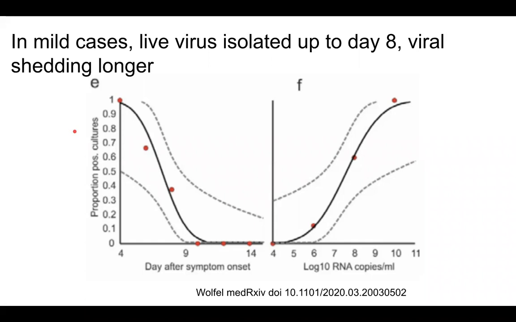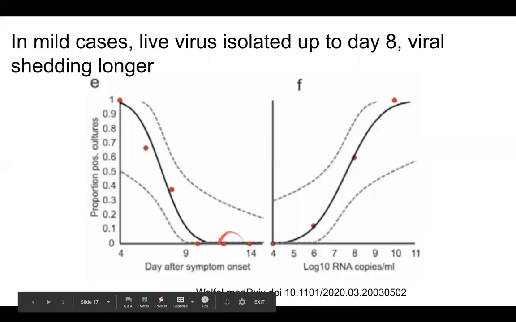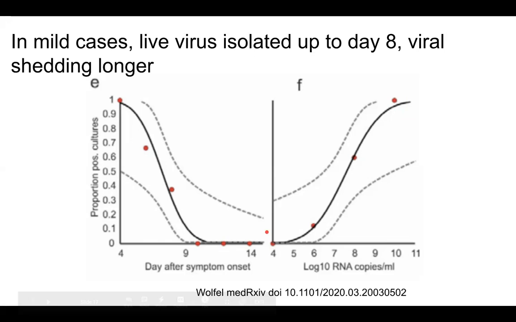This is again the preprint posted of the 9 mild cases in Germany. In these mild cases, they found live virus in the sputum only up to day 8. And while isolation of live virus correlates with PCR positivity, as seen on the right, PCR remained positive at times for weeks longer. Live virus shedding in severe cases has not yet been described.